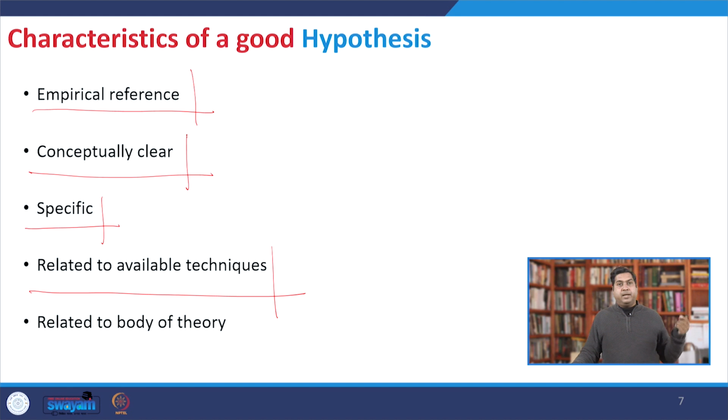If you want to understand the difference in variance within two groups or within the groups, you can go for analysis of variance, or ANOVA, and there as a test statistic you can use the F test. Similarly, you can go for a chi-square test. There are n number of other tests available. And the hypothesis should be related to the body of theory, and if you want to challenge or contradict a theory, there should be enough reasoning for that.